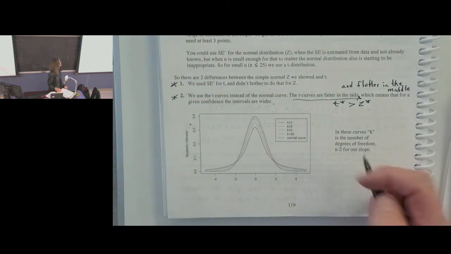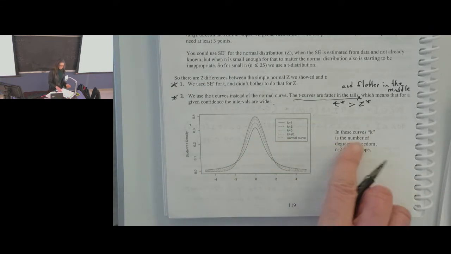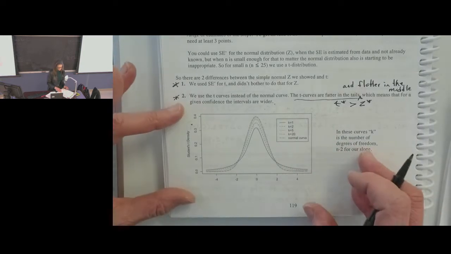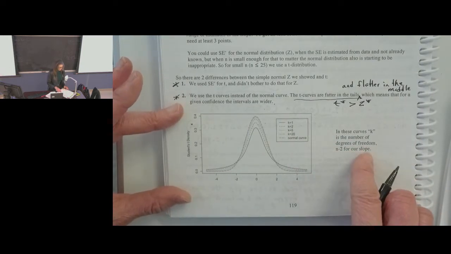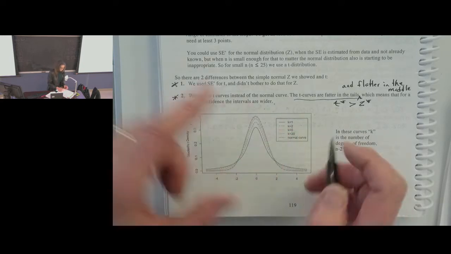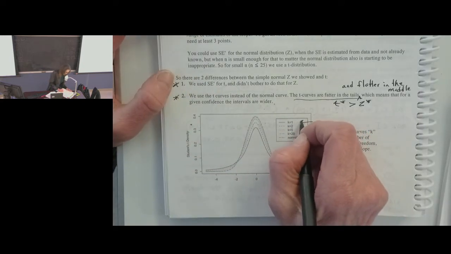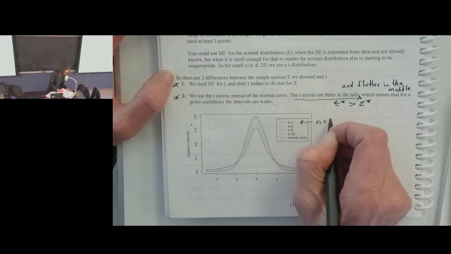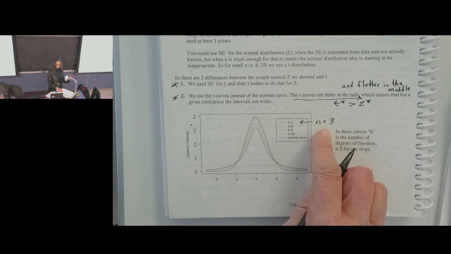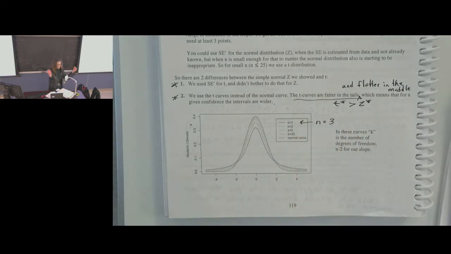All right, so now here are the t-curves, and k, I copied this from a book or chart, where k was the degrees of freedom, which is n minus 2 for our slope. So k equals 1 degree of freedom means what? That our sample size, n, is equal to 3. Remember, that's the smallest sample size you can have when you're doing this. If you just have a sample of 2, you have a perfect line. You don't have any error around it. So n equals 3. All right?